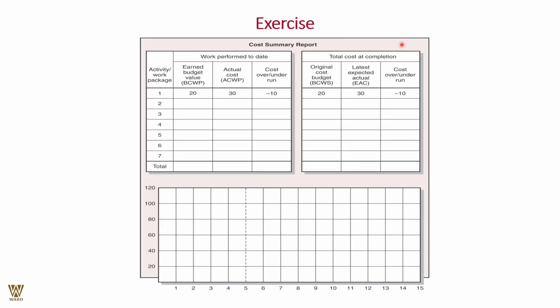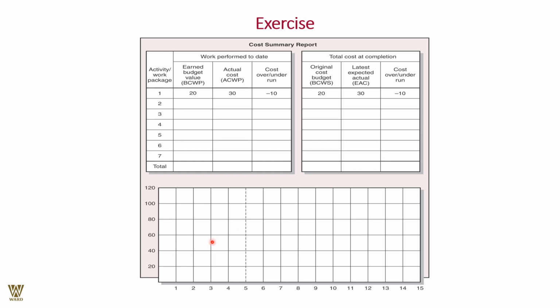Another exercise is the cost summary sheets. Here we are looking at the budgeted cost of work planned: what was my budget, and what was the actual cost? If there are any differences, did we overshoot the budget or stay within it? That will be reflected for each of the activities. Similarly, for the total cost at completion, we look at the original budgeted cost and the latest expected actuals, showing cost underrun or overrun.